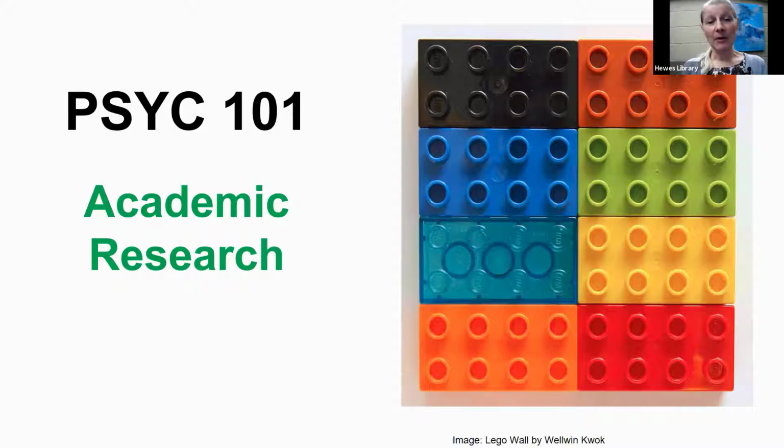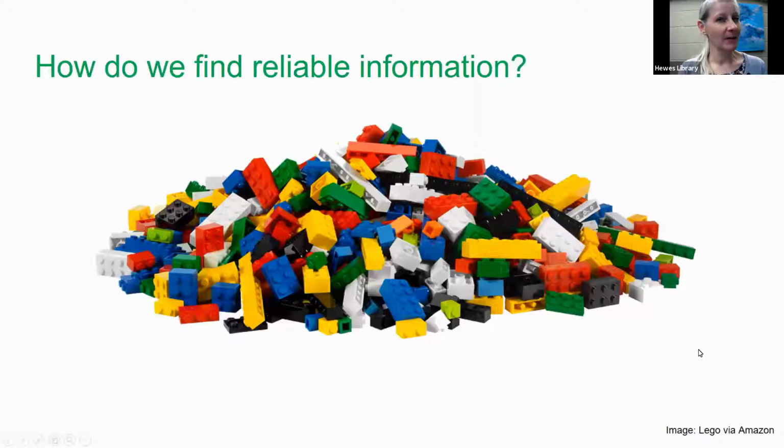I'd like to tell you a little bit more about some of the tools we have to find authoritative information for your academic research. And specifically, today we're going to utilize PsycInfo, a database that's available on the library website. So let's get started. So how do we find reliable information?